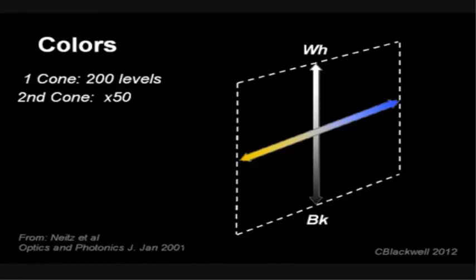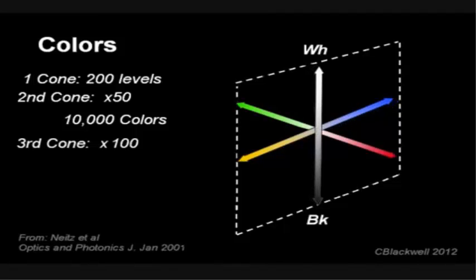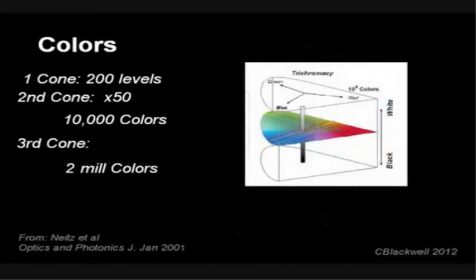Adding a second cone creates a two-dimensional color plane. On the blue-yellow horizontal color axis, we can distinguish about 50 color steps. So 50 times 200 equals 10,000 colors. Adding a third cone adds a third dimension. The red-green axis adds 100 steps of discrimination. If the result was a rectangular solid, then 10,000 times 100 equals 1 million colors. This is Knights' diagram, including the full color map, from which he projects over 2 million possible colors.